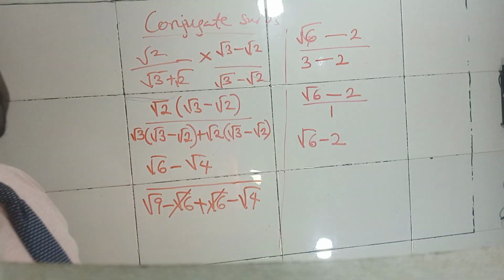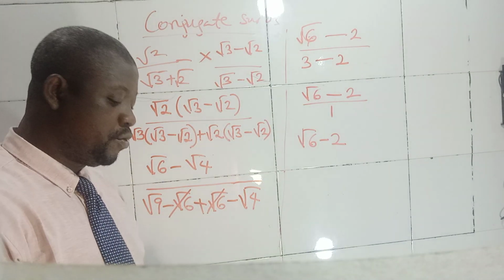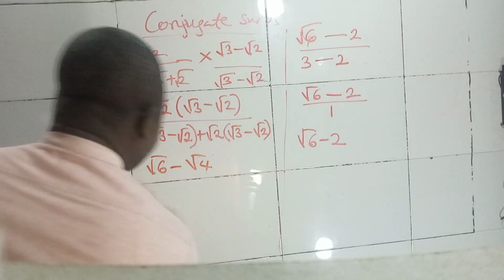So it's as simple as ABC. That's what they call conjugate surds. So let me just give us one more, then you know we have done justice to that.